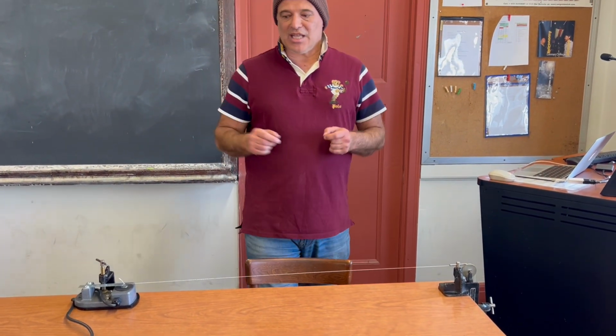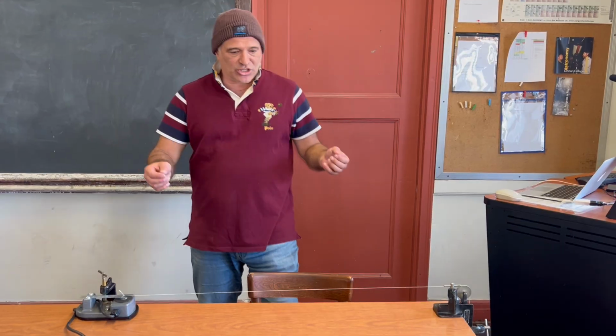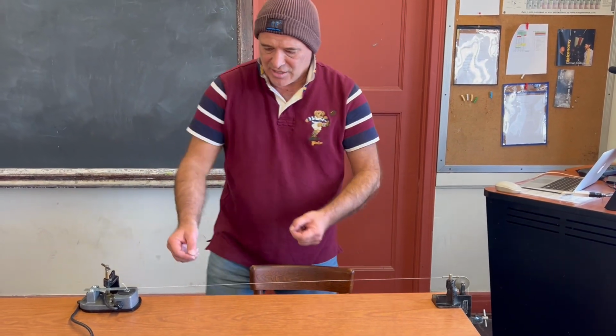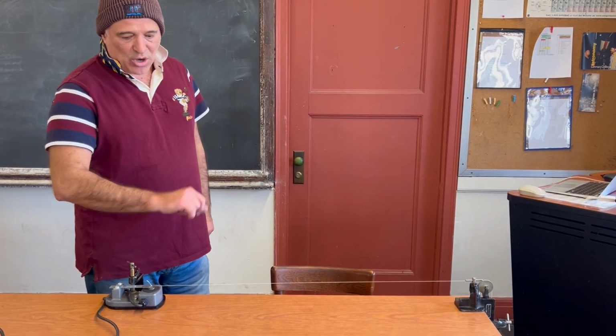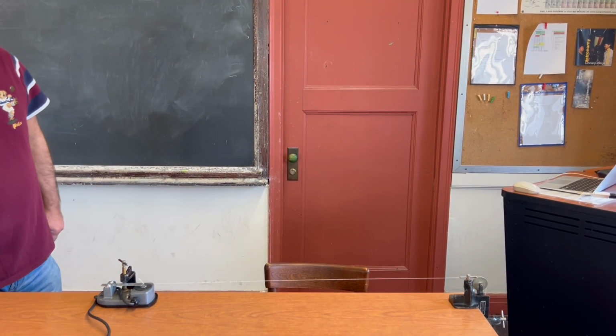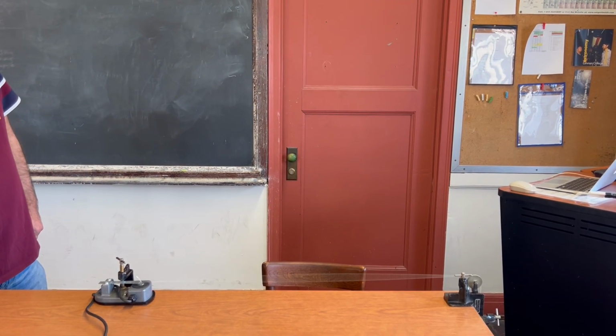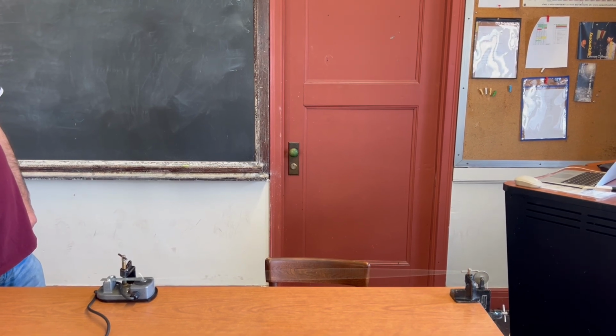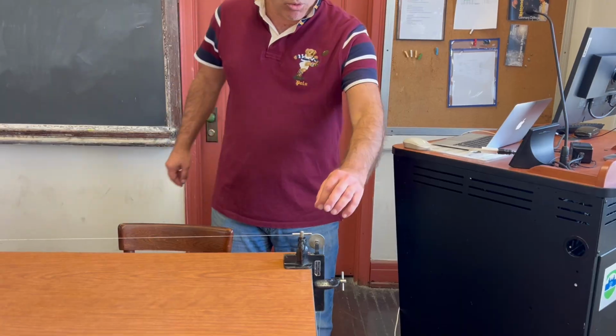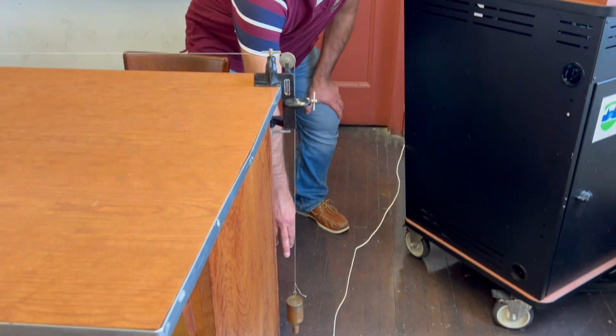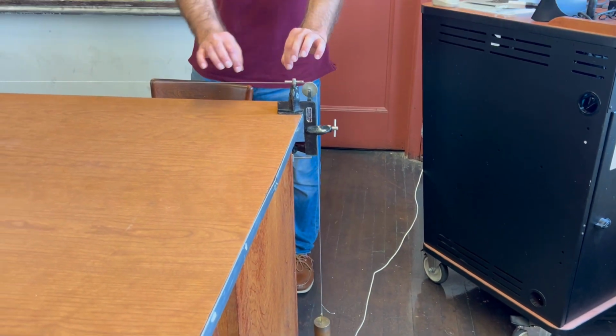So here is our experimental setup, which consists of a string that has one of the endpoints attached to this mechanical vibrator, which is powered by some frequency generator. The other end of the string hangs from this pulley, and here we have some weight to make this string tense.